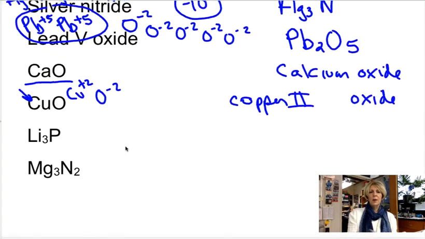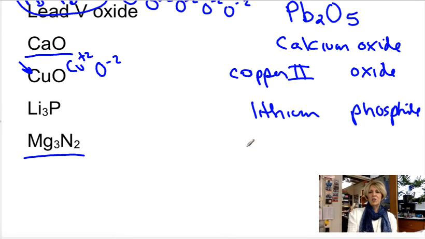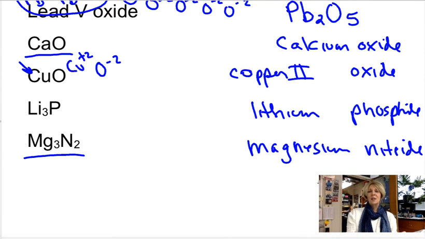I have 2 more here. Lithium phosphide, that's easy. Lithium phosphide. Right? Metal and a nonmetal. And this one is just going to be plain old magnesium nitride. Magnesium nitride. All right? So practice these, and I'll see you in class, and good luck with nomenclature.